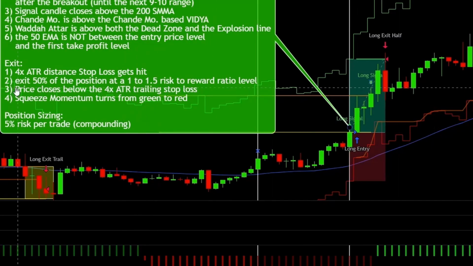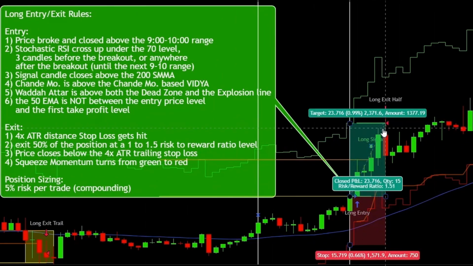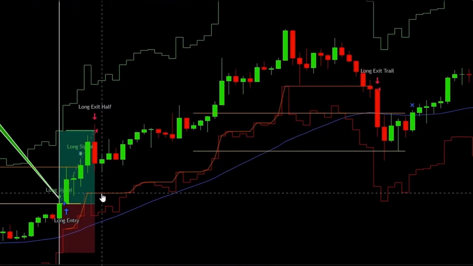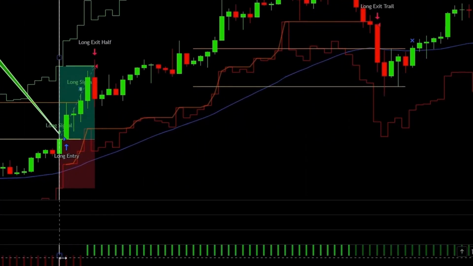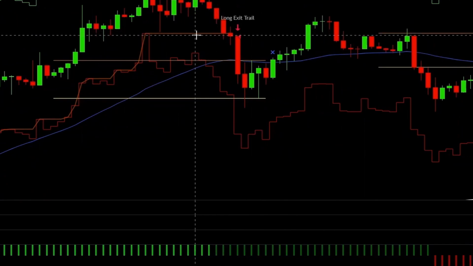Now let's see how this trade plays out. So we entered here, we hit our first take profit level right there, and now we are waiting for the other conditions to be met. The stop loss is moving higher and higher. The squeeze momentum was red at first, but then it turned to green. So we are still waiting for a green to red switch for a valid exit. Because first our trailing stop loss gets hit.